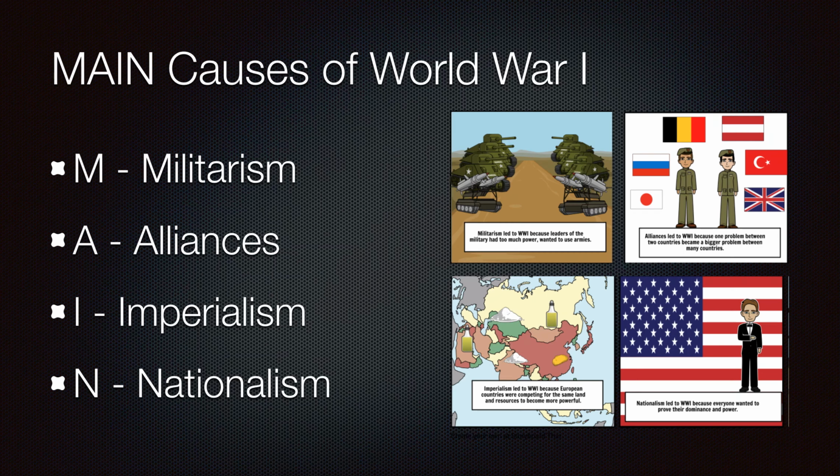So our four causes, again, include militarism, alliances, imperialism, and nationalism. And the way that you can remember that is they are the main causes of World War I. Militarism, alliances, imperialism, and nationalism.